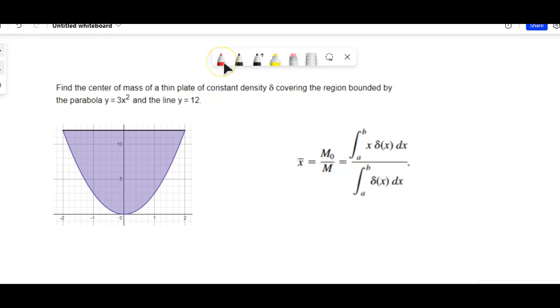In calculus class, we're going to look at another application of the definite integral. So this is center of mass. And in this one, we've got constant density. And the reason why this is important, this is how we calculate it.